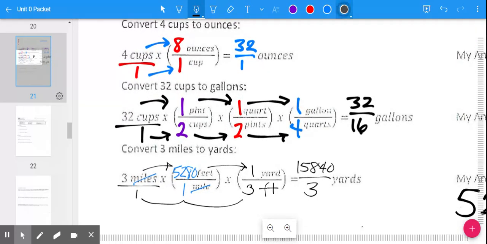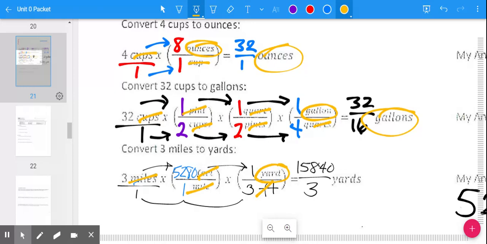Let me get a different color. There we go. At the top, there's cups. At the bottom, there's cups. And they eliminate, and it leaves us just with ounces. On the next one, we had cups on top, cups on bottom, pints on top, pints on bottom, quarts, quarts. And it left us with just gallons, which is what we were looking for. Down here, we had miles at the top, miles at the bottom, feet at the top, feet at the bottom, and that left us with yards. So you have to have one at the top and one at the bottom in order for them to cancel out.